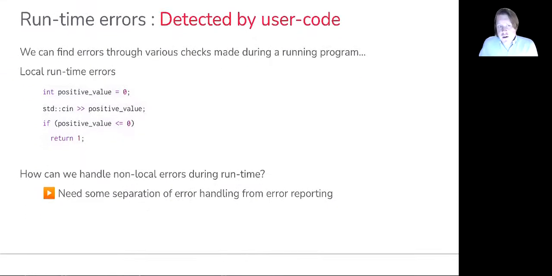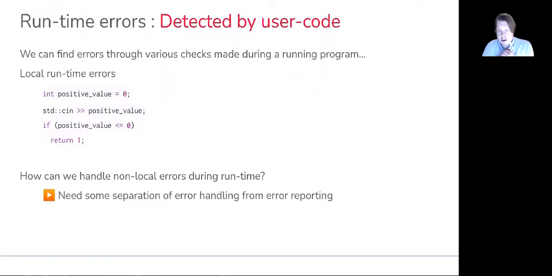There are also runtime errors detected by user code. We can find errors through various checks made during a running program. We could easily catch local runtime errors, such as the following, using simple conditions. Let's say we're attempting to read in a positive value from standard input, and the user provides a value less than or equal to 0. We could go ahead and catch that error at that point and do something about it.